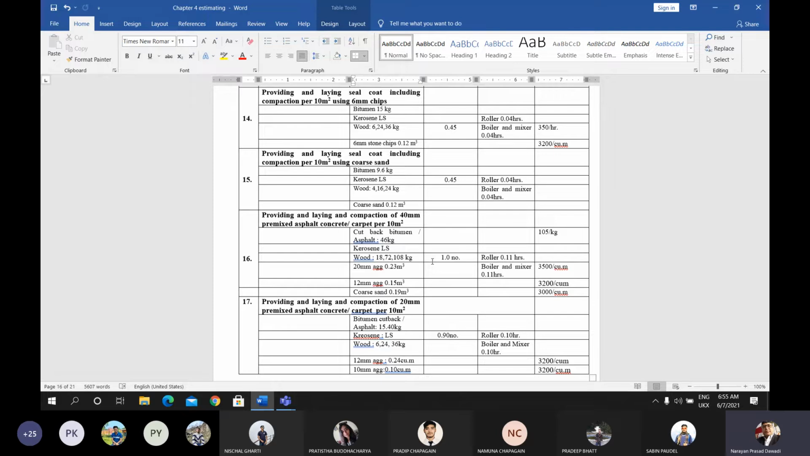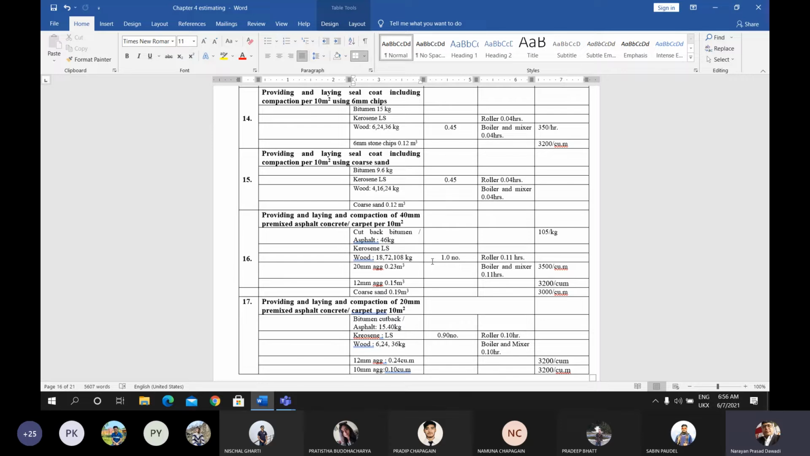This is another type of surface course. This is the modern type of road. For this type of road, the thickness may be 40 mm or 20 mm. 40 mm thickness is generally provided for highways, where heavy vehicles can run.